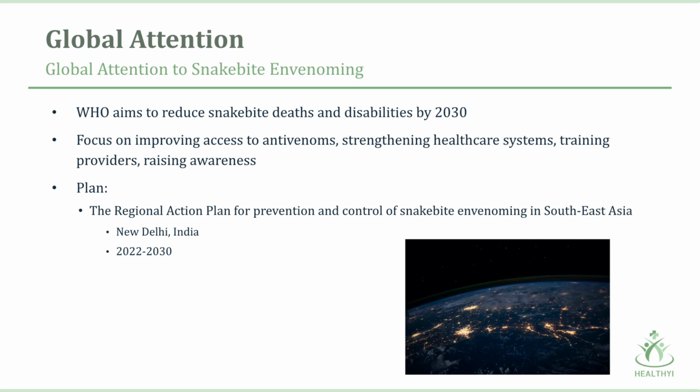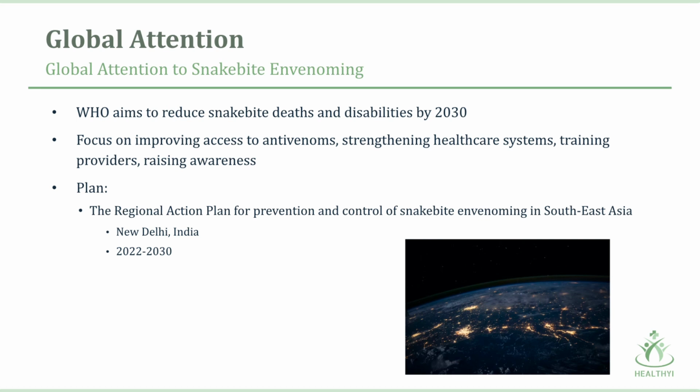WHO aims to reduce snakebite deaths and disabilities globally by 2030. They recognize the urgency and importance of addressing this public health issue. Their plan focuses on several key areas to achieve this goal. These include improving access to antivenoms, strengthening healthcare systems, training healthcare providers, and raising awareness about snakebite envenoming.